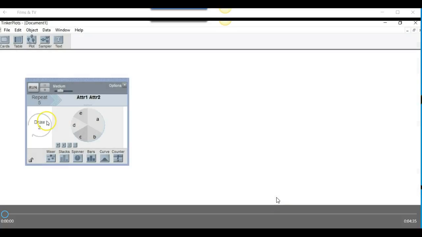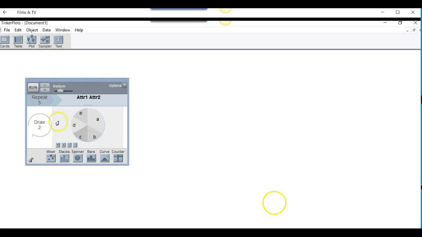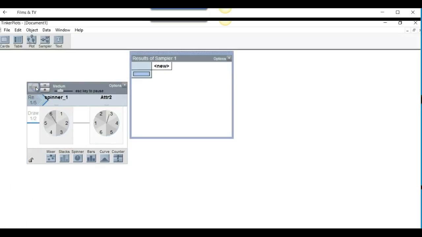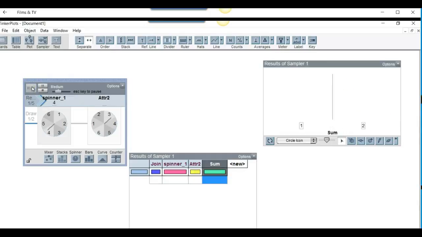Today's discussion is going to be on normal distribution. So what I have done, I have made two spinners. Well, I used Tinkerplots to make two spinners. I'm spinning them 5 times. As you can see, that is being reflected on the table.